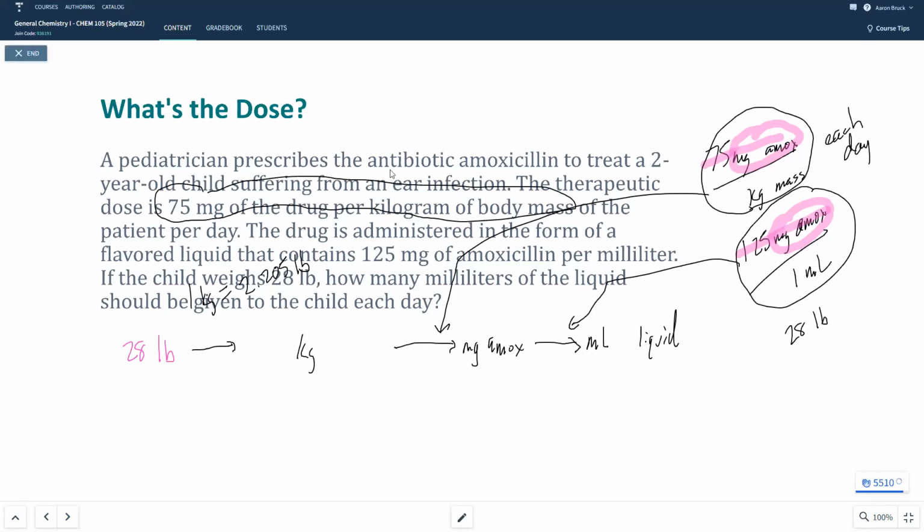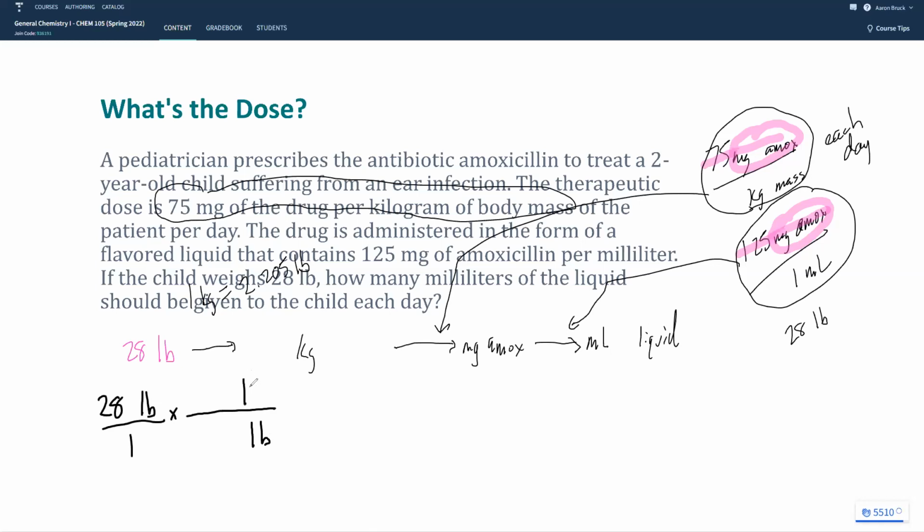So once again, starting from 28 pounds, I have 28 pounds of a child. I need to convert it. Since I have pounds in the numerator of my initial fraction, pounds needs to be in the denominator of my conversion. Kilograms will go on top. 1 kilogram is 2.205 pounds. My pounds will cancel. I'll be left with just kilograms.